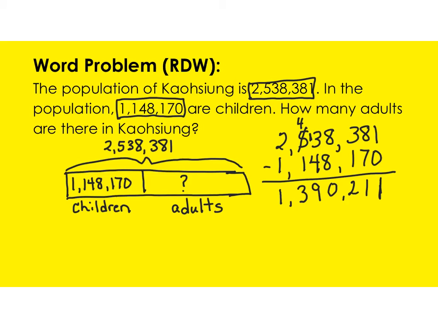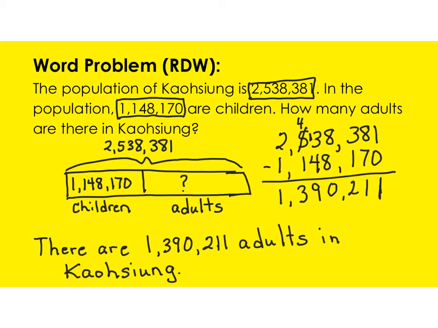How many adults are there in Kaohsiung? So let's do that. So my answer sentence is there are 1,390,211 adults in Kaohsiung.